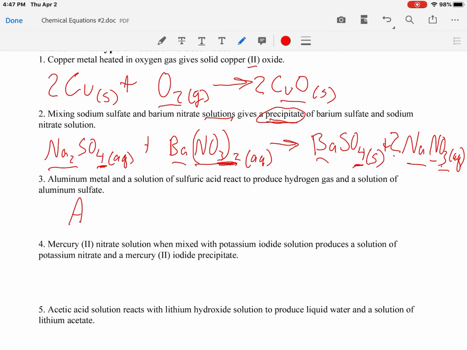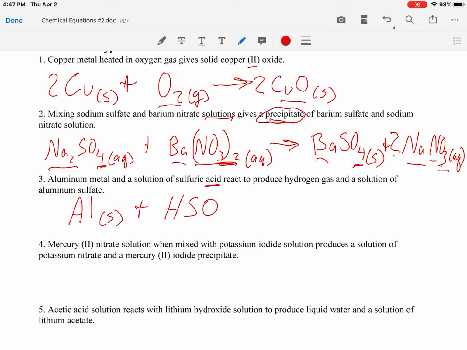Aluminum metal. Remember, metal with the one exception of mercury, which is a liquid at room temperature. If something says such and such metal, that is going to mean a solid unless it says otherwise. And a solution of sulfuric acid. Remember, anytime we have something that says acid, that means hydrogen with a +1 charge is the cation. Sulfuric acid is what we have here, so no hydro in the name means we're looking for a polyatomic ion that has oxygen in it.